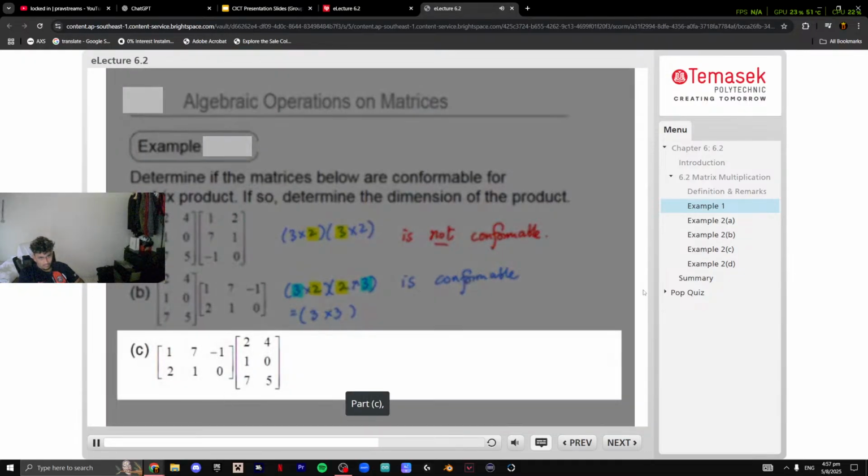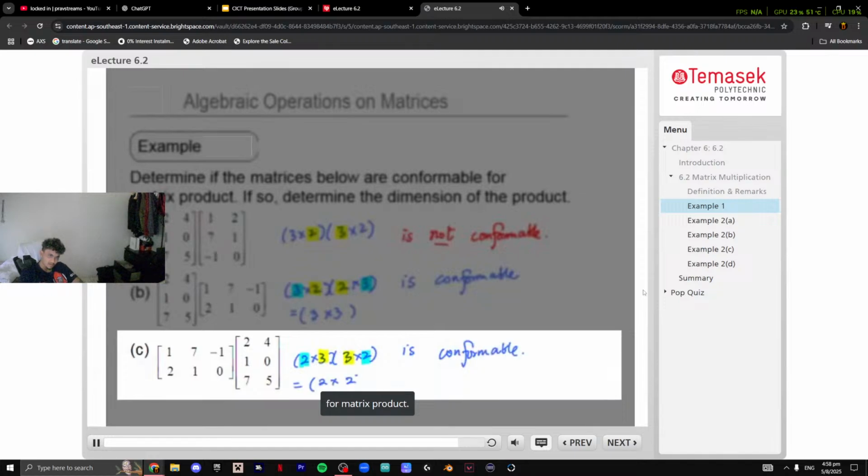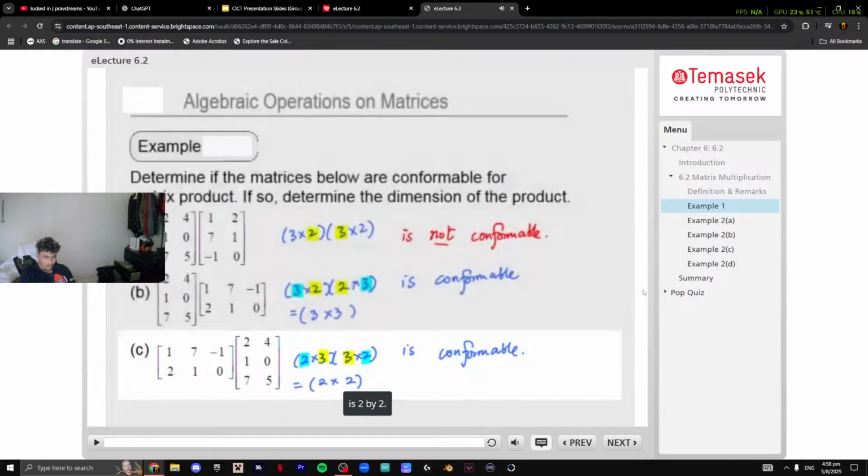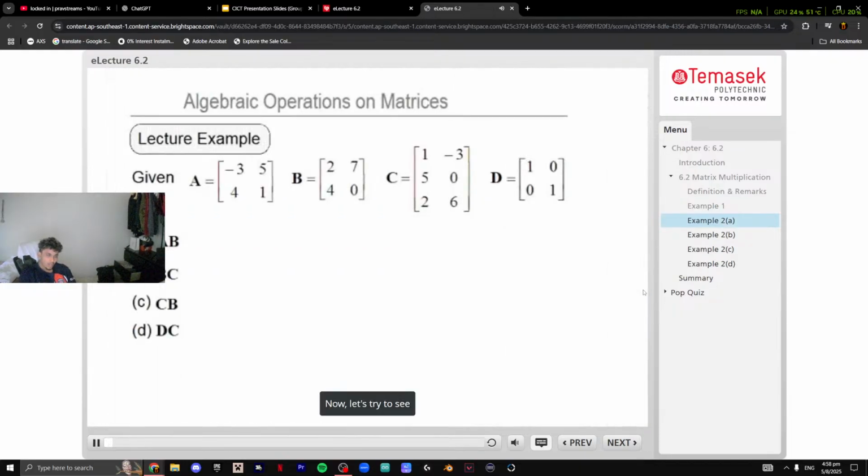Part C, we have a 2 by 3 matrix multiplying a 3 by 2 matrix. Again, these two numbers are equal, so it is conformable for matrix product. The dimension of the final product is 2 by 2. Now let's try to see how we actually get the matrix product result. There are 4 sums here.